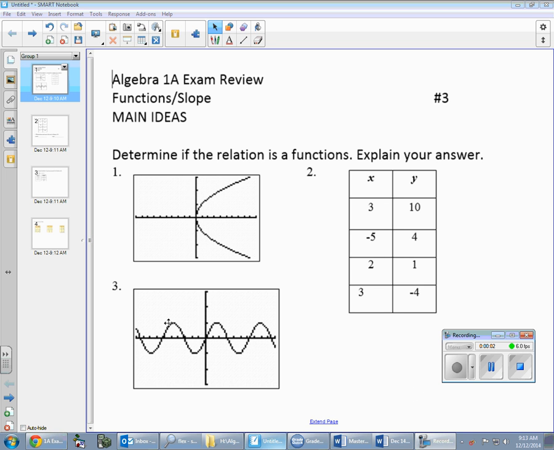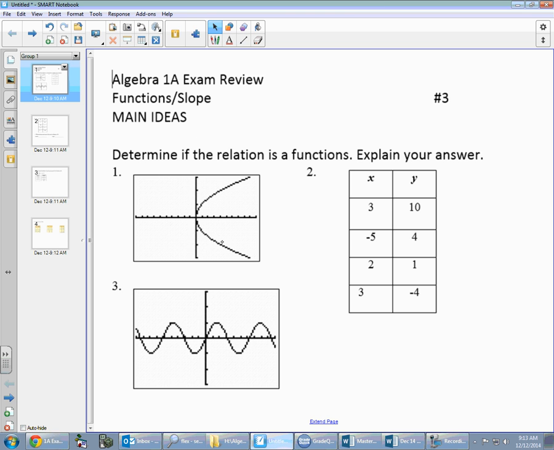Alrighty, ladies and gentlemen, we're on station 3 now, functions and slope. The first set of questions asks, is the relation a function? The first one, they give us a graph and they say, hey, is this a function? Well, what we're going to do here is called the vertical line test.